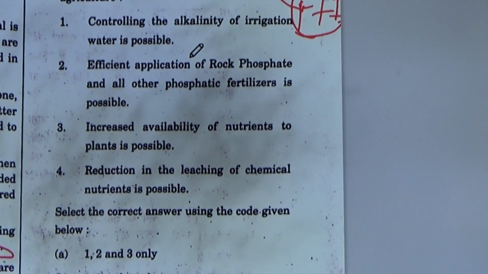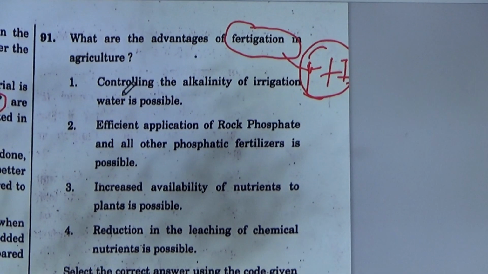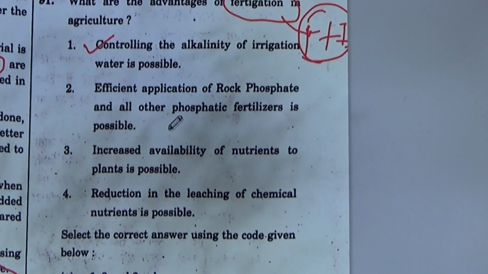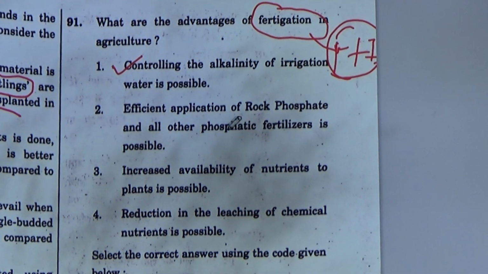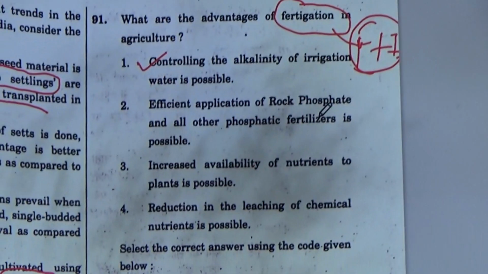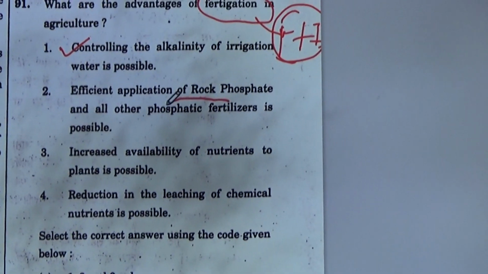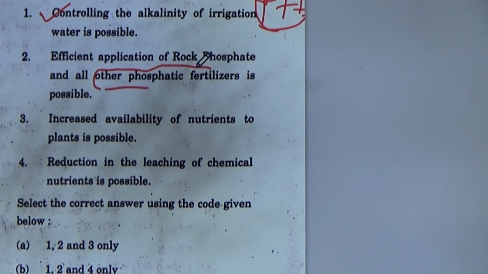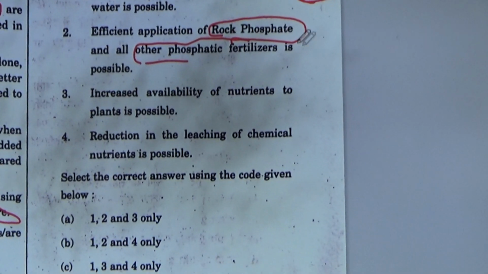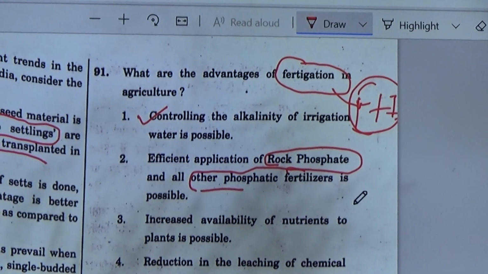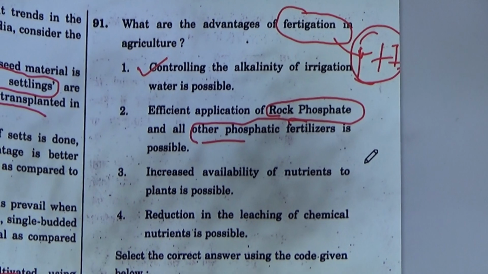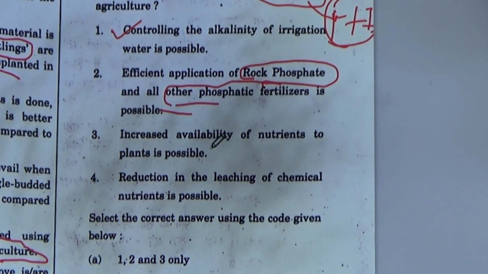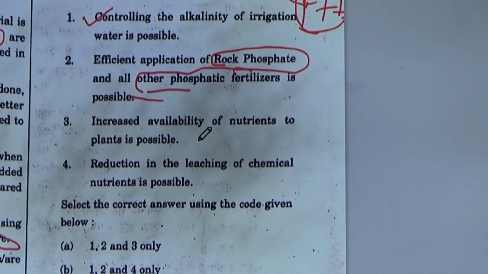For example, first of all, it controls the alkalinity of agriculture, what is possible, that is correct. Efficient application of rock phosphate and other phosphatic fertilizers is possible. And that is something which actually has to be taken with a pinch of salt, because rock phosphate cannot be used with the water, otherwise it is not going to pour on the plants in a very effective manner. So the second statement is a slightly concerning issue here.